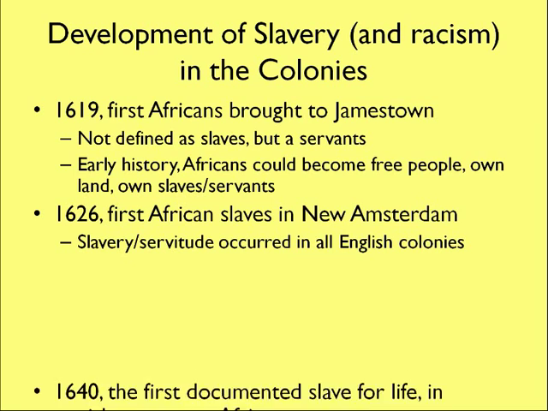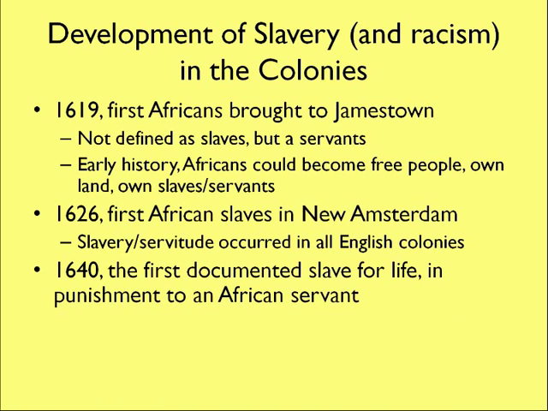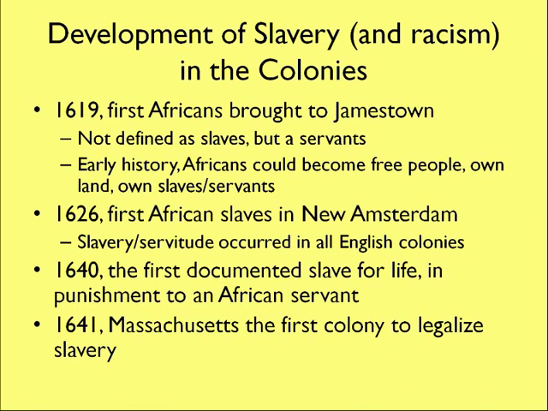1626, the first to New Amsterdam. 1640, the first documented slave for life, and it was done as a punishment here, the first one. And 1641, Massachusetts, ironically, will be the first colony to actually legalize slavery and say it is okay. Massachusetts, later in the Civil War era, will be the leaders in fighting against slavery. So there's the irony.